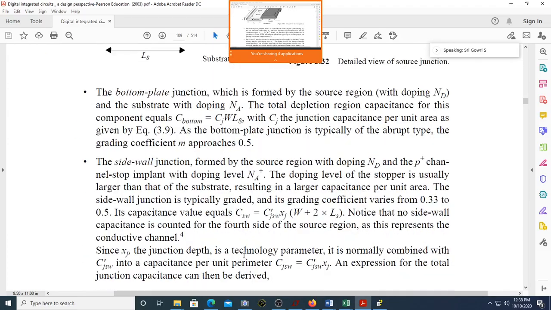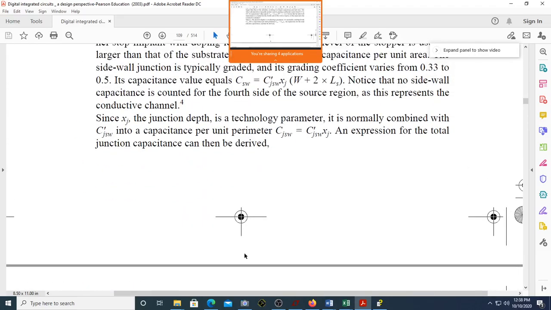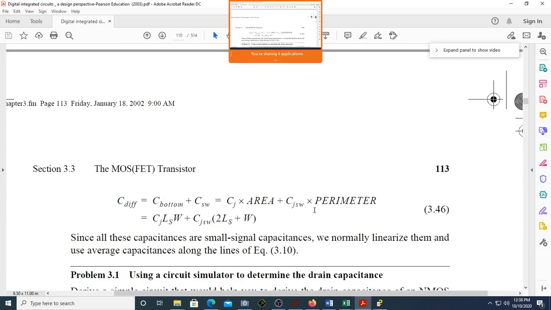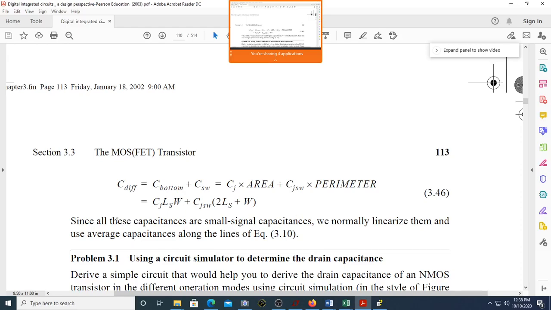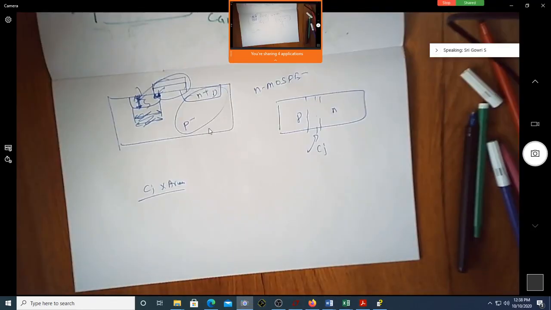Now let us see, for this junction capacitance also we're going to have Cj into area, correct? Cj into area. Okay, let me just show you that. Can you see this now? C diffusion. What is the C diffusion? It is the capacitance due to diffusion of N and P, because you have a P here, you have a N here. Because of this, there's a diffusion capacitance.